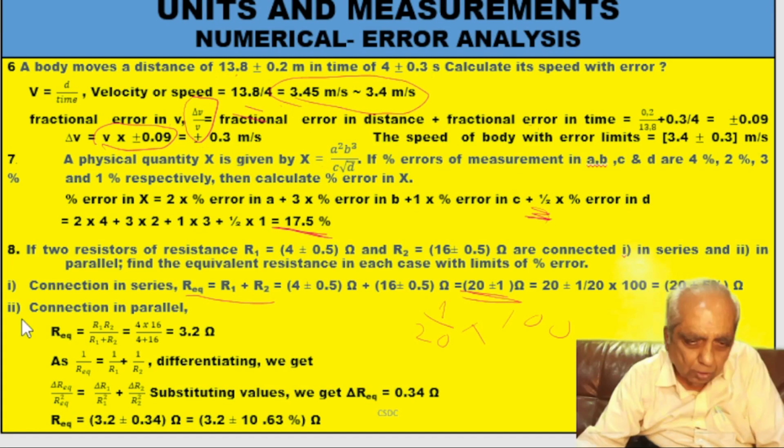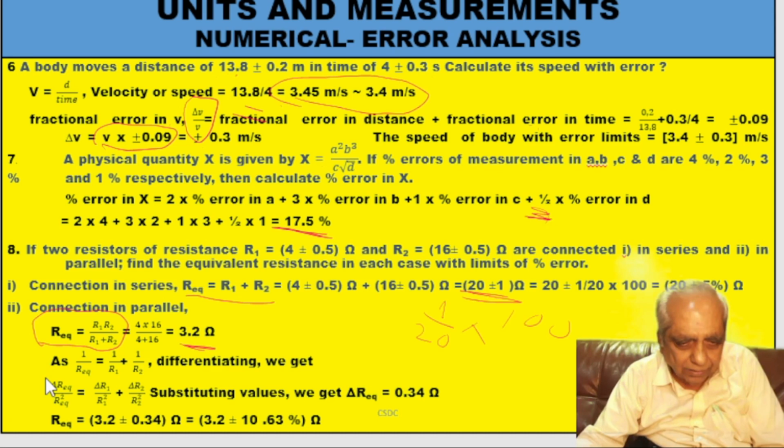Now be very attentive to understand how we calculate in parallel. This part you know. R equivalent is equal to R1 R2 upon R1 plus R2. Now just substitute the value. R1 is 4, R2 is 16, so you get 3.2 ohm. So far it is quite simple. Now pay attention. 1 upon R equivalent is equal to 1 upon R1 plus 1 upon R2.